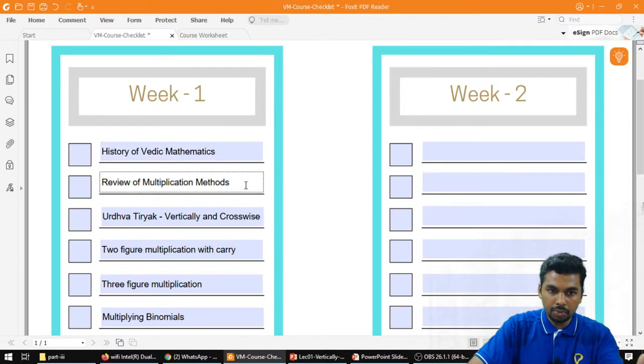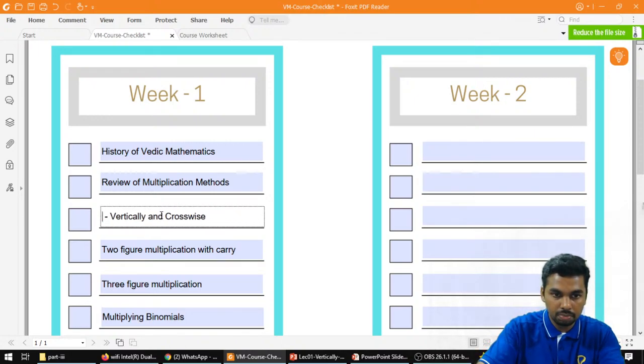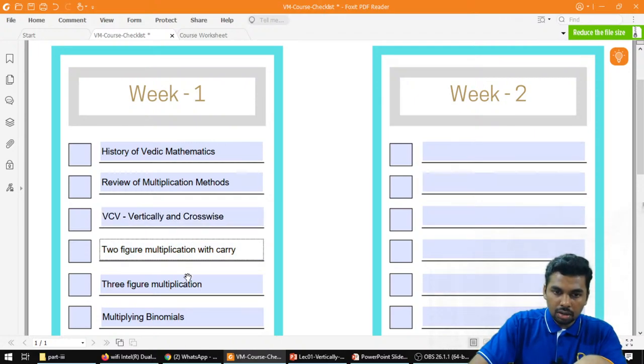The second topic that we have done is review of multiplication methods. The third topic that we have covered is vertically and crosswise, or we call it VCV. So you can put VCV here. Like that, you can write each topic that you have learned.